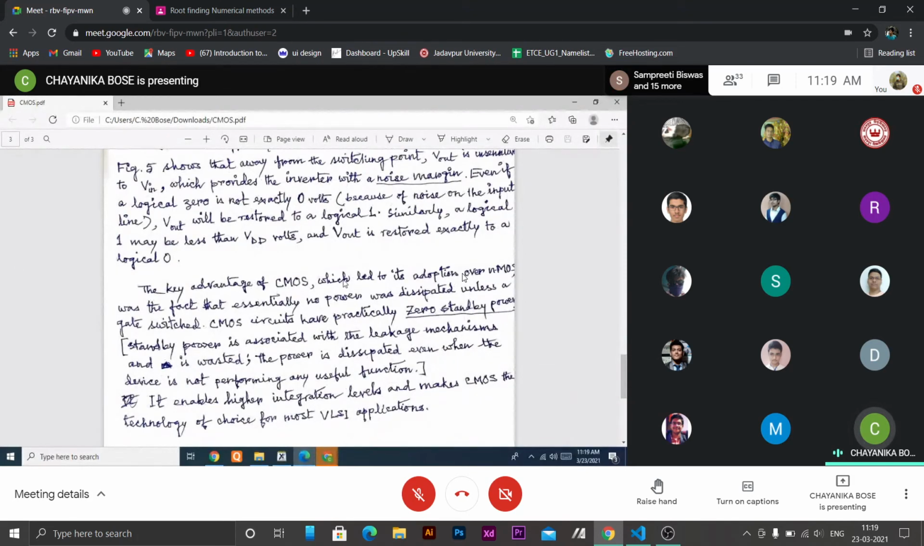The key advantage of CMOS, which led to its adoption over NMOS, was the fact that essentially no power was dissipated unless a gate switched. CMOS circuits have practically zero standby power. Standby power আমরা কি বলি? When the device is not performing any useful function, it remains idle. It is not off, but it remains idle. Then it should not take any power. But now due to some leakage mechanism, some current flows and power is wasted or dissipated. Just like our mobile, it is kept idle.